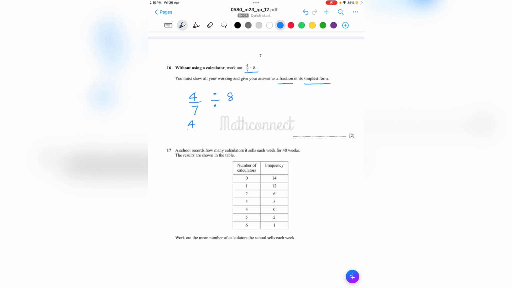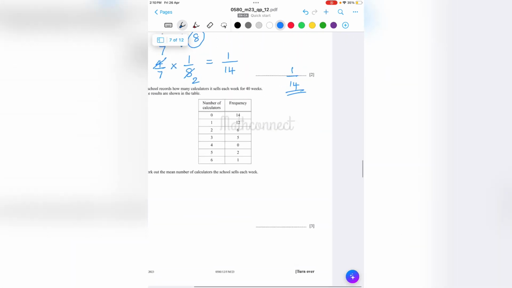We can replace the division symbol with multiplying, so then the reciprocal of 8 should be written. That becomes 1 by 8. We can simplify this to 1 by 14. So this is the simplified form. This is your answer. Question number 17.